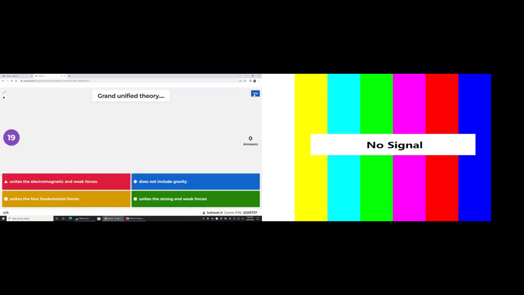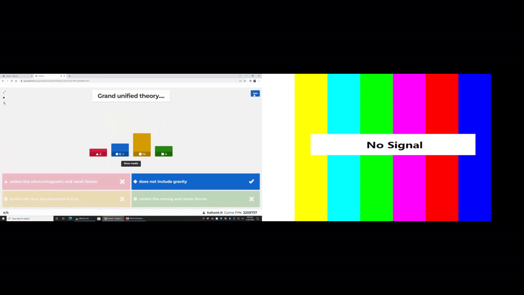Right. Here we go. One more Kahoot question. So, grand unified theory. What is a grand unified theory? Does it unite the electromagnetic and weak forces? Does it unite all the forces? Does it unite the strong and weak forces? Or does it not include gravity, but all the other three?